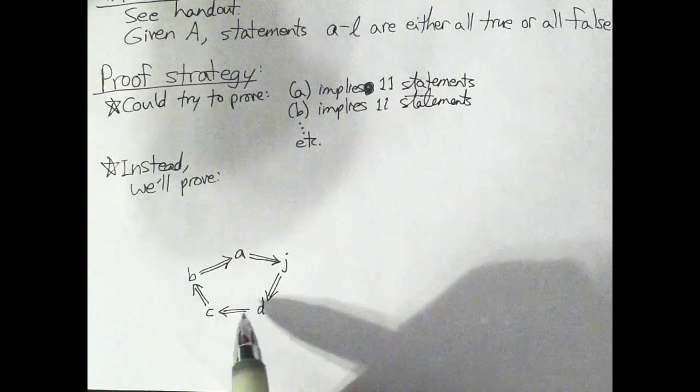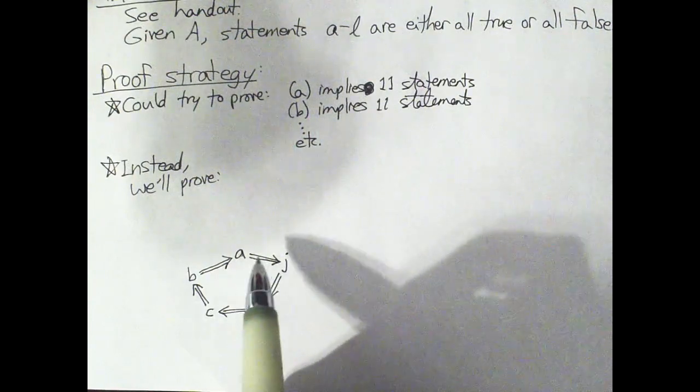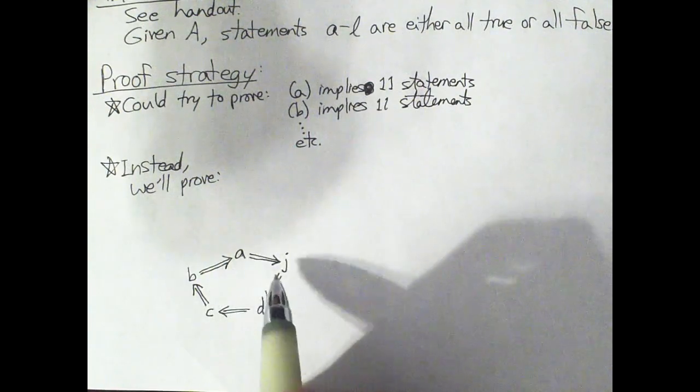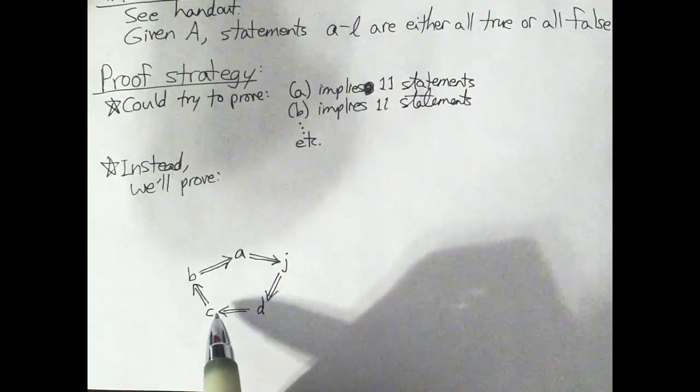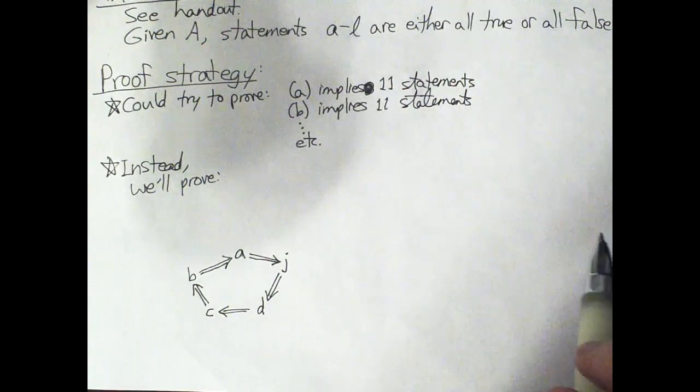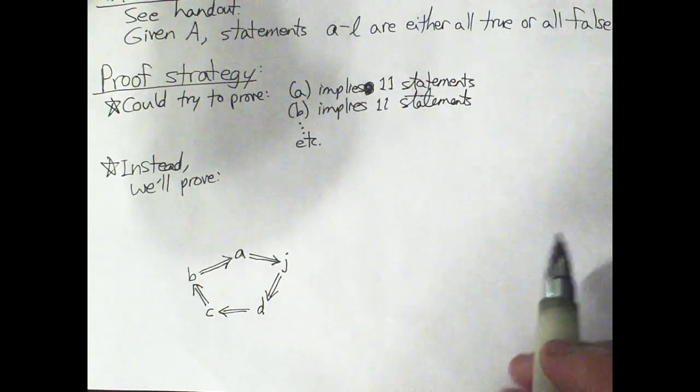So actually, we could switch these to if and only if symbols. We could make these double-sided arrows because the closed loop means that any one of these implies the rest. That's pretty cool. So we're going to do that.